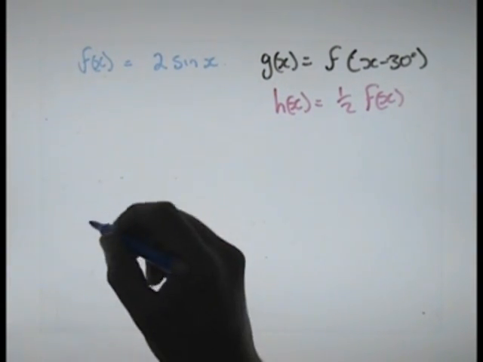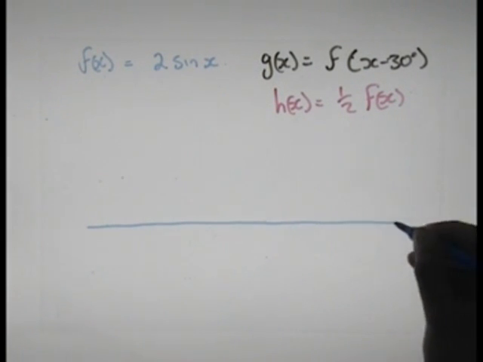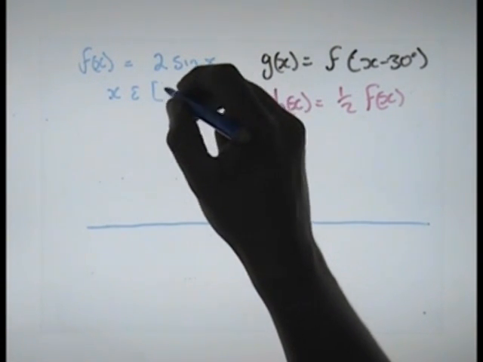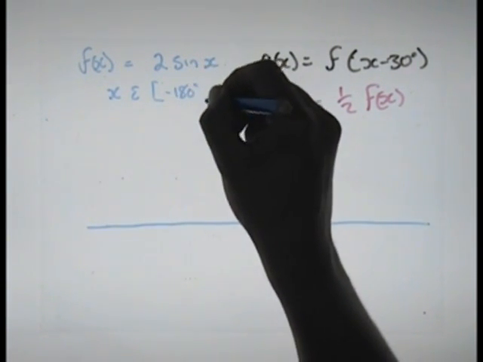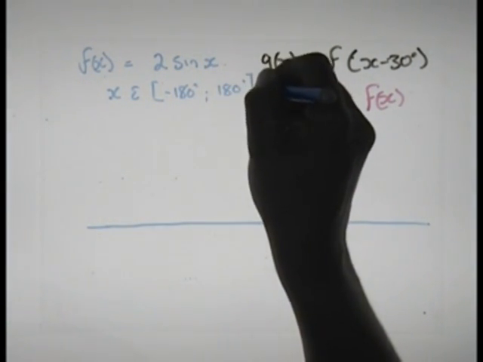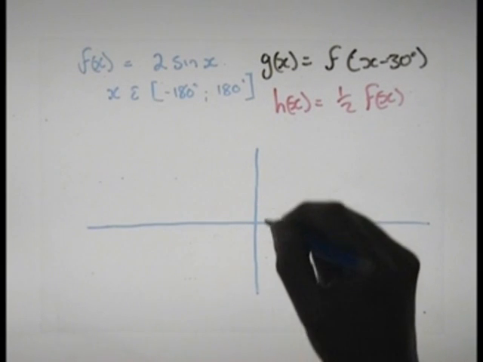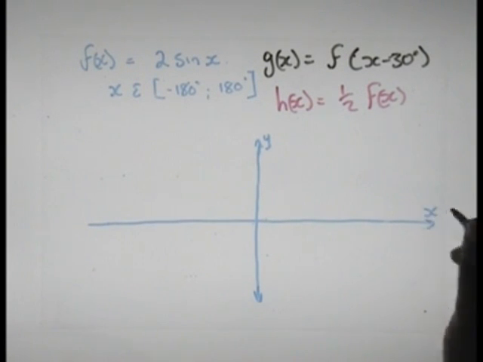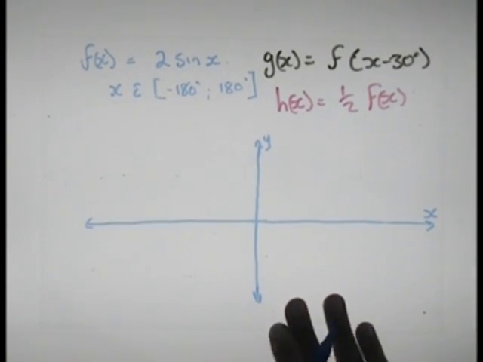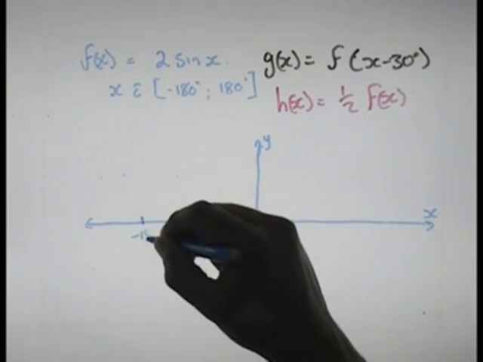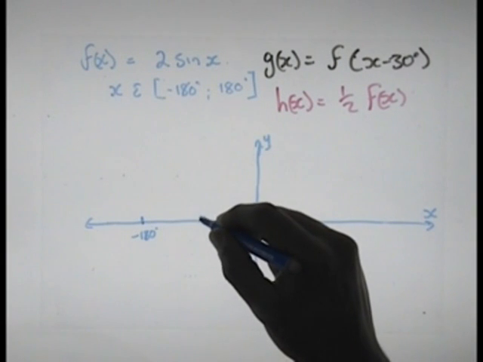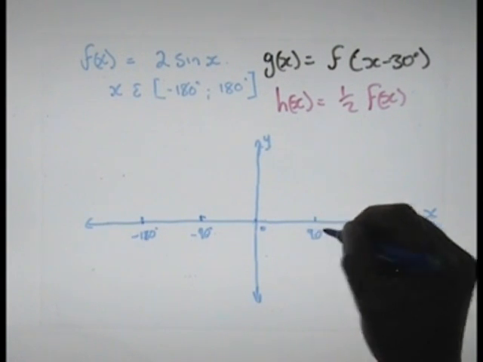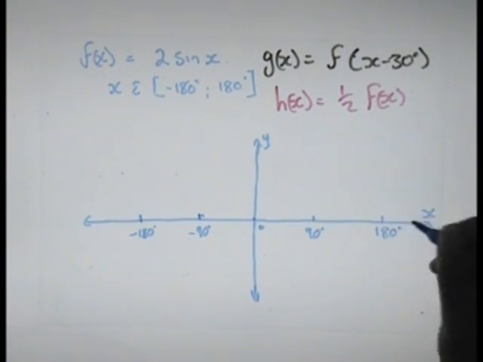We're going to start off with our axis. Oh, I forgot to put in my restrictions here. I said that x has a range, rather, not restrictions, of negative 180 degrees all the way up to positive 180 degrees. That's my y-axis, x-axis, negative 180 degrees, negative 90 degrees, 0, 90 degrees, and positive 180 degrees.